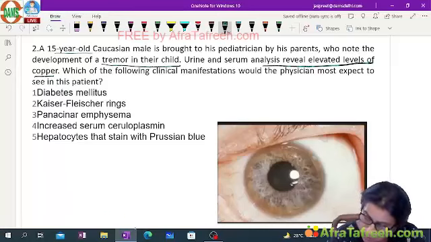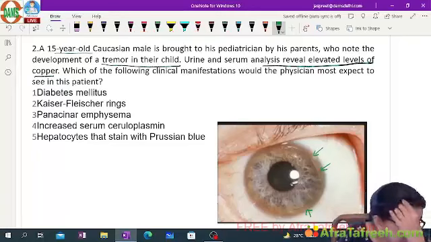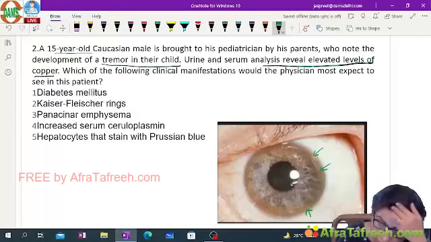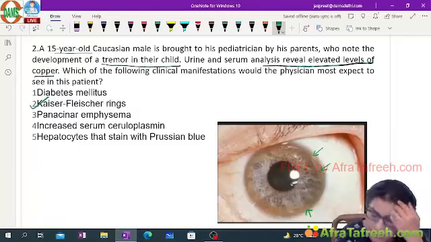Look at this. So this is the cornea. Now this is the story of Wilson's disease. We already know, yes, absolutely correct. Yes, Pooja also correct. These are Kaiser-Fleischer rings which you see in the cornea.